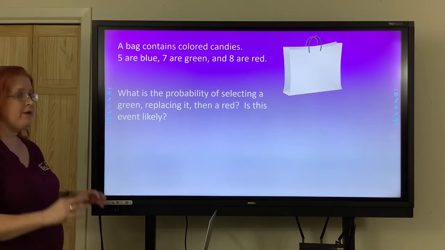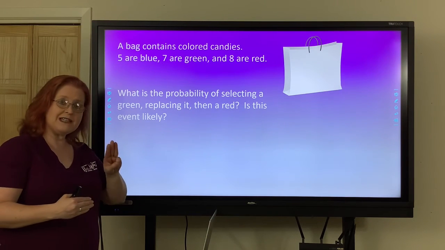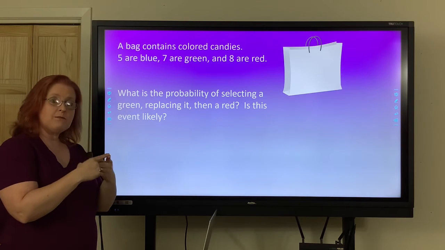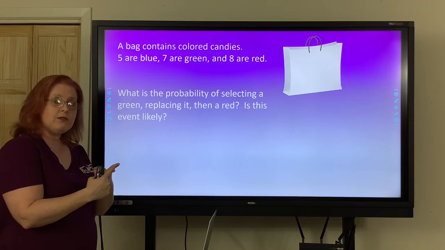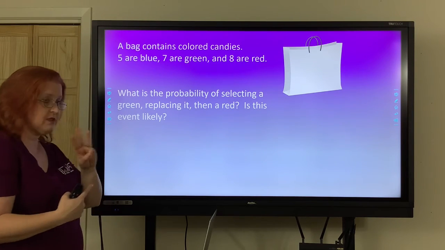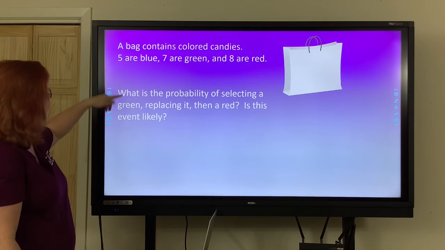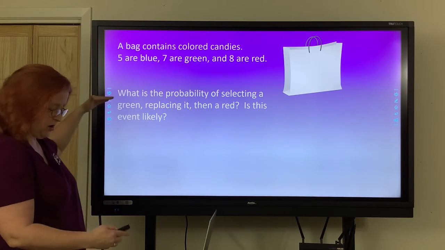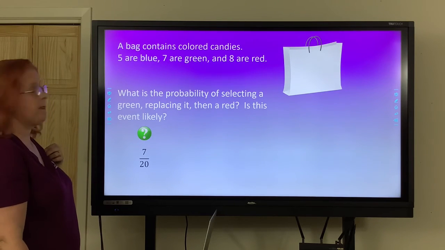Remember, when you're dealing with compound events, there are 3 steps. Calculate the probability of your first event, calculate the probability of your second event, and then multiply your fractions. That's the 3 steps. So our probability of selecting a green, well, we have to figure out how many there are. So a green is 7 out of 20.